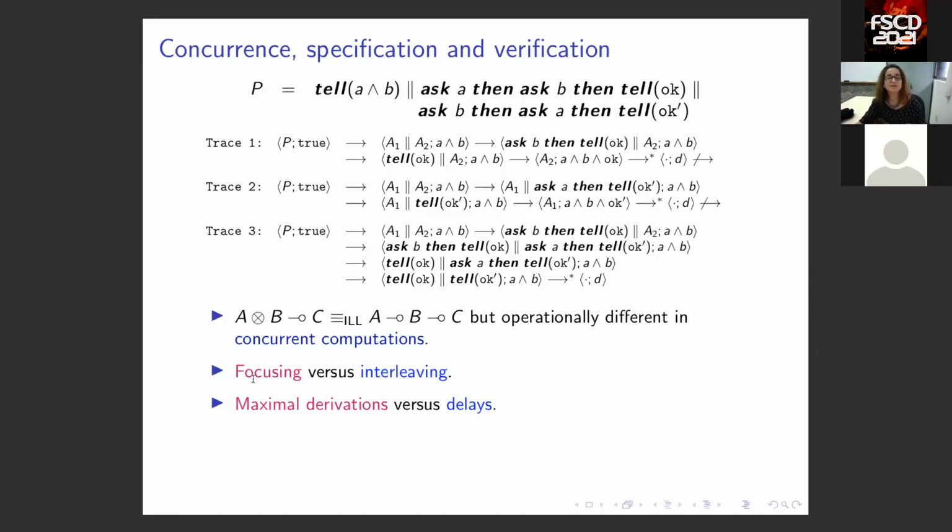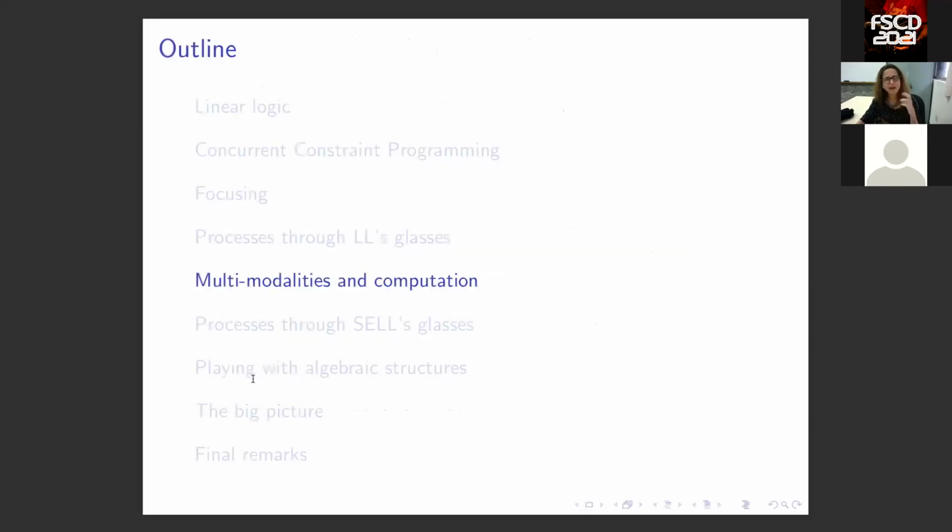So as I said to you, focusing is a complete discipline for linear logic, right? So you can come back to CCP, and then when you have the correspondence to focusing in linear logic, it'll be maximal derivation, maximal reductions in CCP, and this is going to be complete in CCP as well. So this is the way that they really translate something from the logic to the calculus, and I think it's really nice.